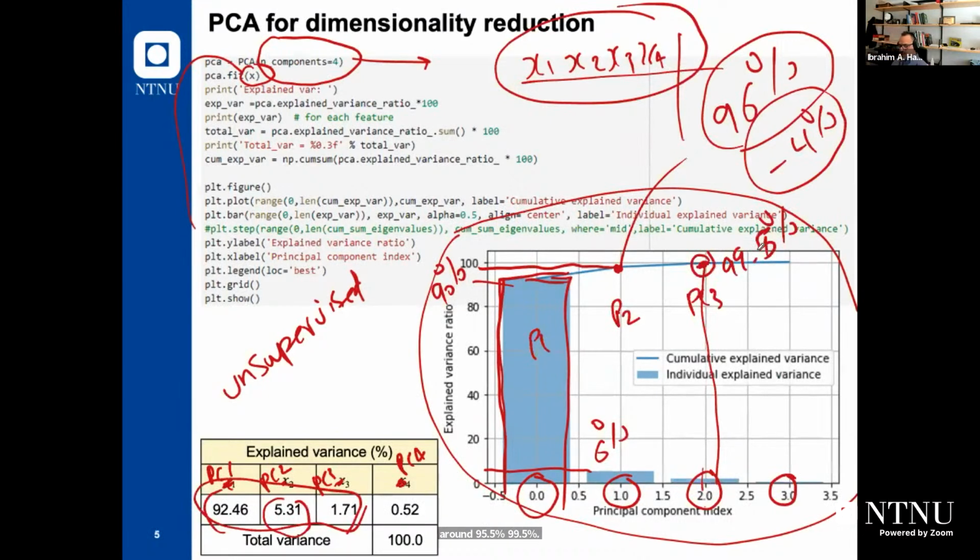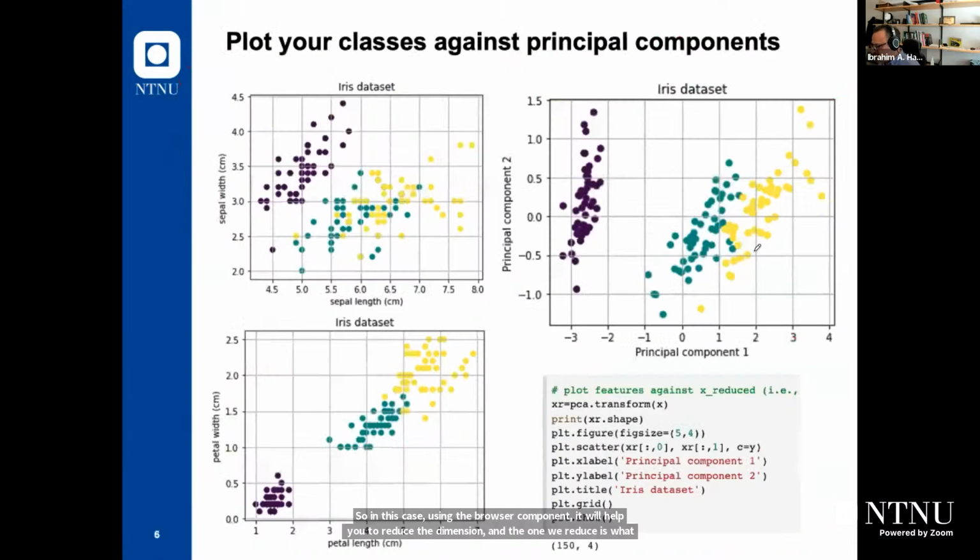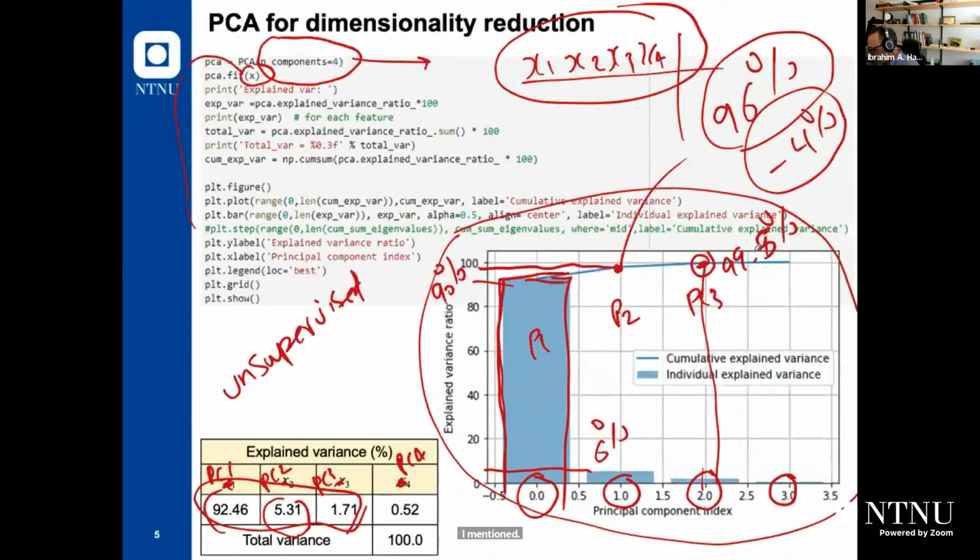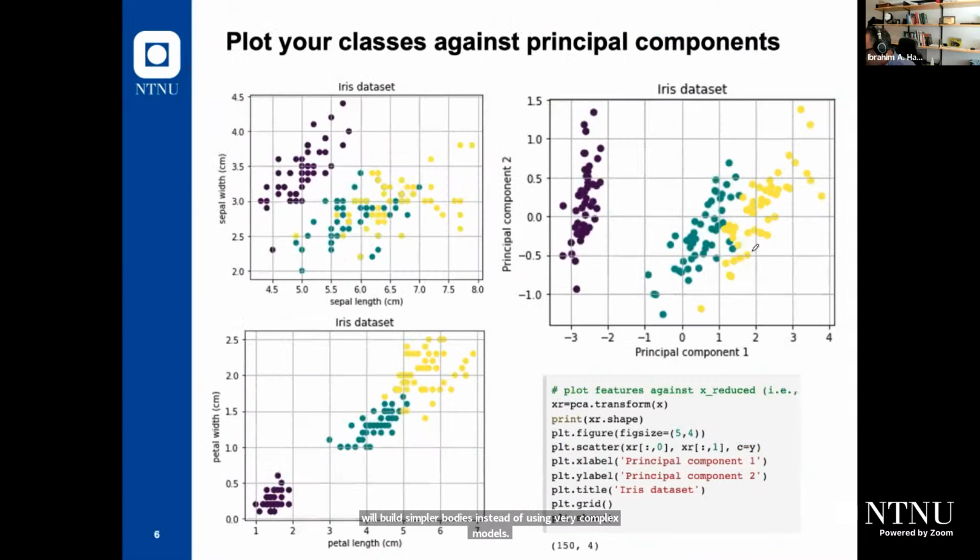So in this case, using principal components will help you to reduce the dimension. And when we reduce the dimension, we will build simpler models instead of using very complex models. Here, we did that, and after that, I try to plot your classes against the principal components to see if it will make any difference.